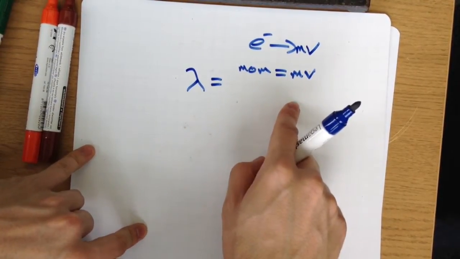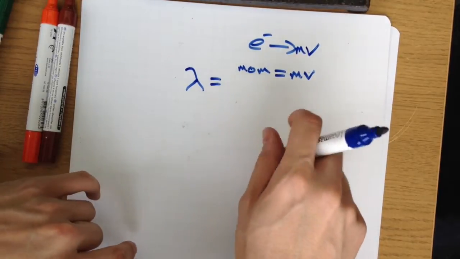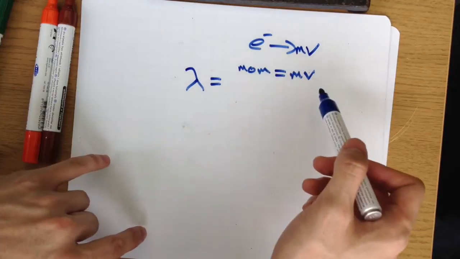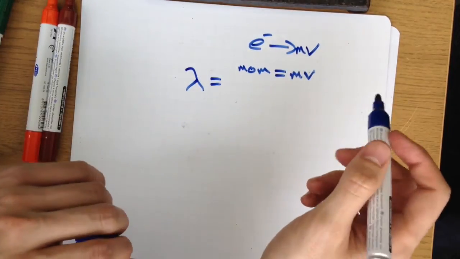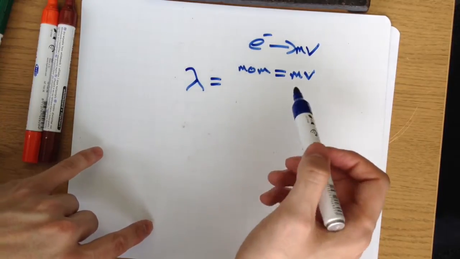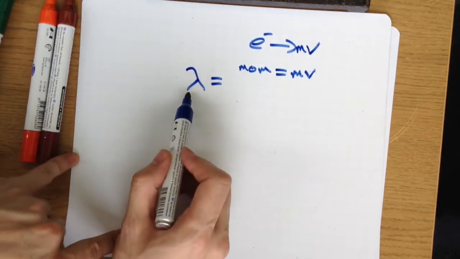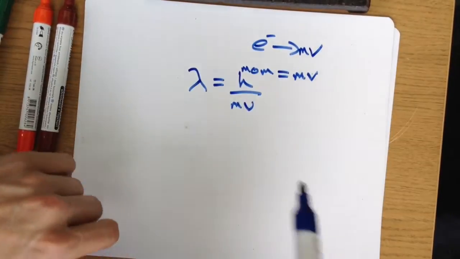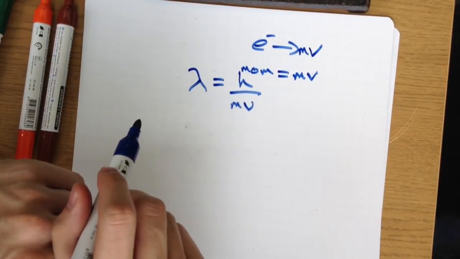So the momentum of the electron is mv. To get the wavelength of this particle, we take Planck's constant and divide it by the momentum of this particle.